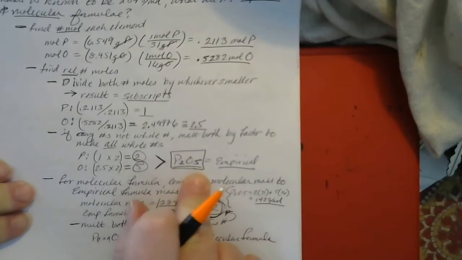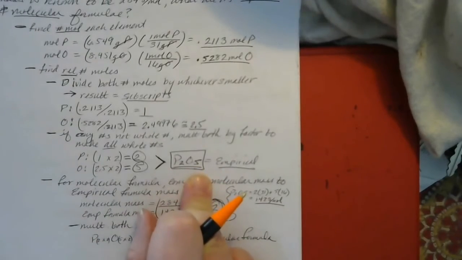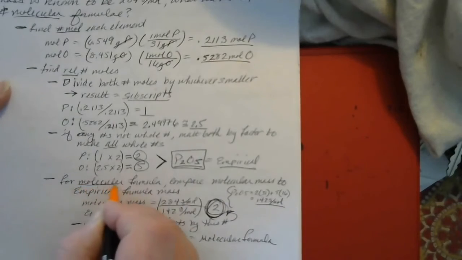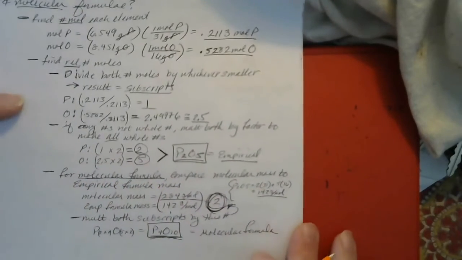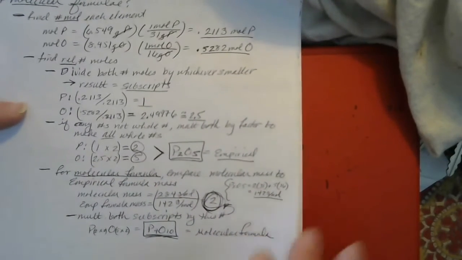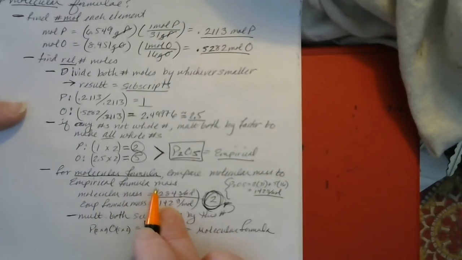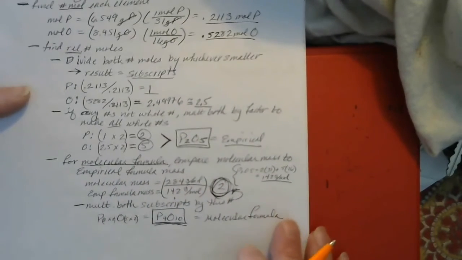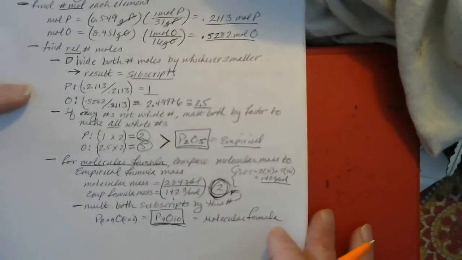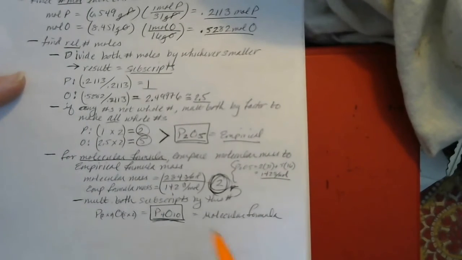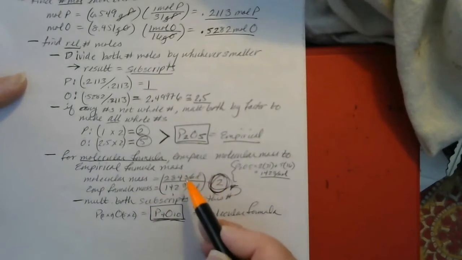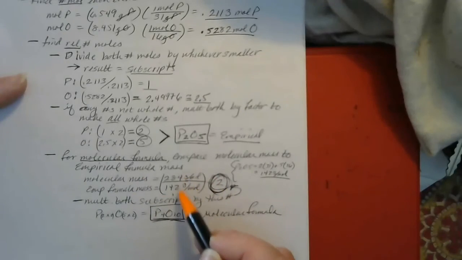That's the empirical formula, because that's what we get directly from the experimental data. For the molecular formula, we have to compare the molecular mass of the empirical formula to the molecular mass, the mass of an entire molecule. So what you do is you take the molecular mass over the empirical formula mass, or in other words, the bigger one over the smaller one.